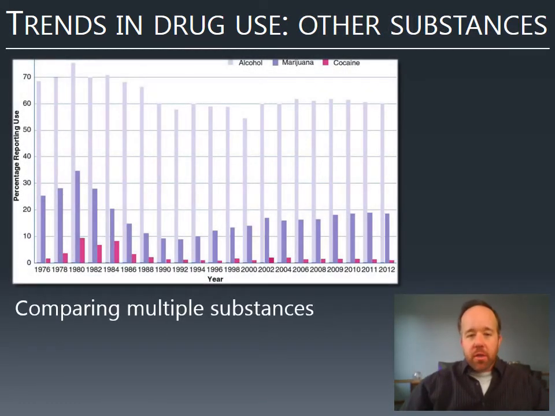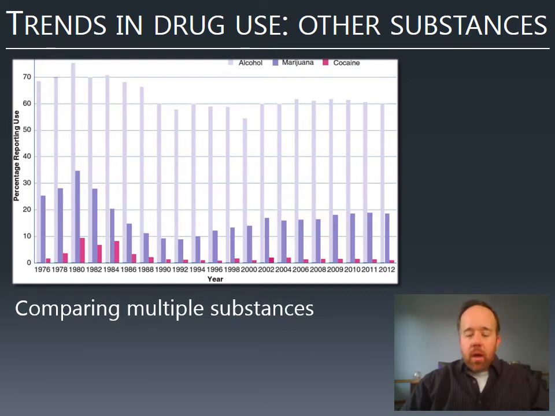So we can look at other substances and compare more popular substances to less popular substances and see if the trends are similar. And in fact, here we see a graph of alcohol, marijuana, and cocaine use across the last 35 years. And we see that these all exhibit a similar pattern. They peaked around the late 70s, early 80s. They reached a minimum in the early 90s. And now they've leveled out to somewhere between those two extremes in our current society.